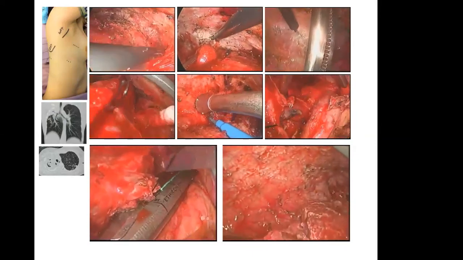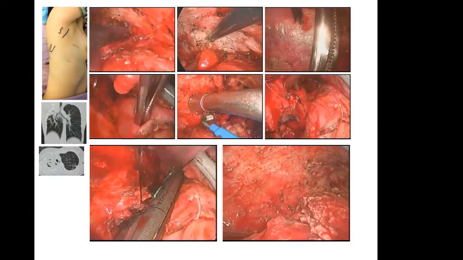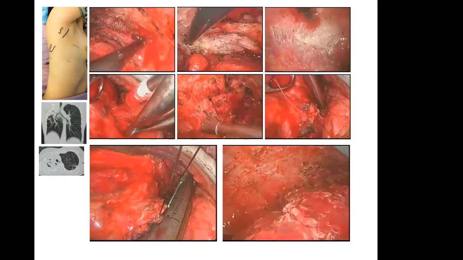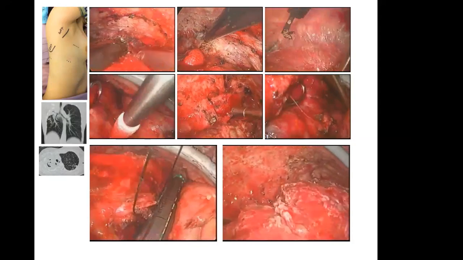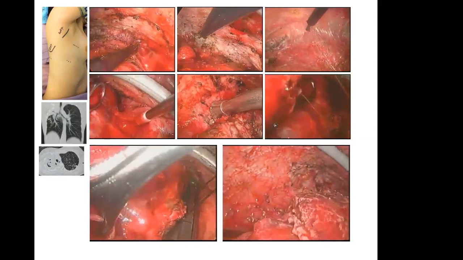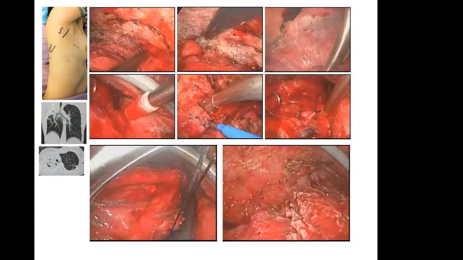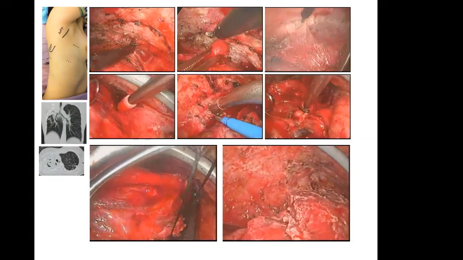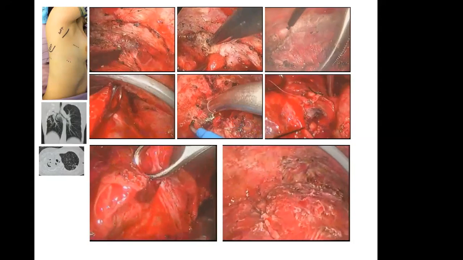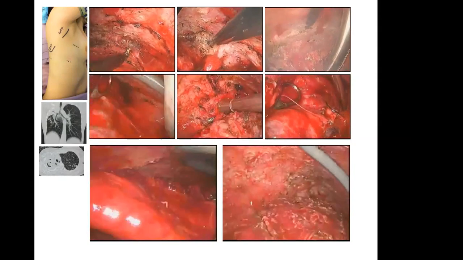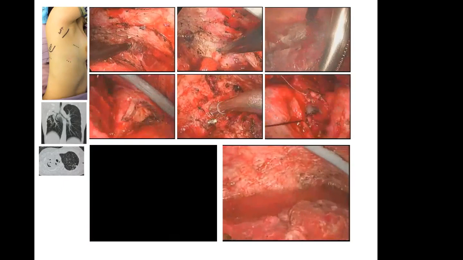You can see the very, very dense adhesions, especially at the apex and at the base. It's not really a good video to demonstrate the anatomy of the lung, because a lot of these are adhesions. About two-thirds of the operative time is dedicated to just doing adhesiolysis, because you couldn't see the hilum until you have clearly dissected all those adhesions. You can see the fissures are completely fused, very dense adhesions, and the chest wall is likewise contracted.